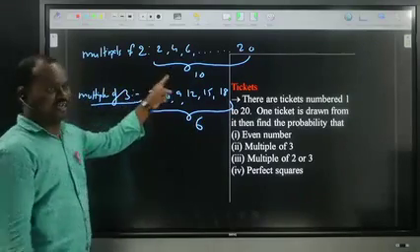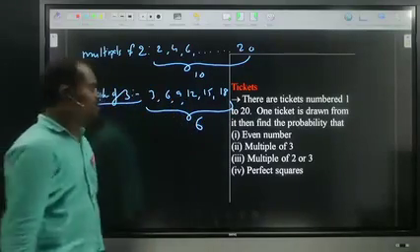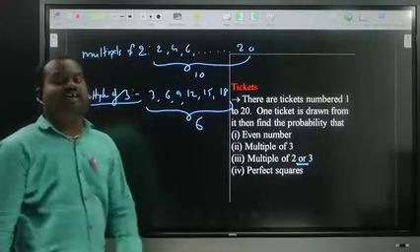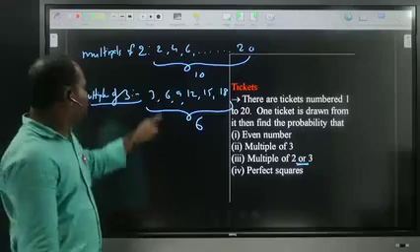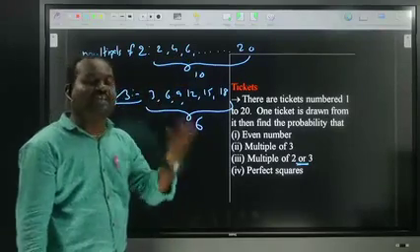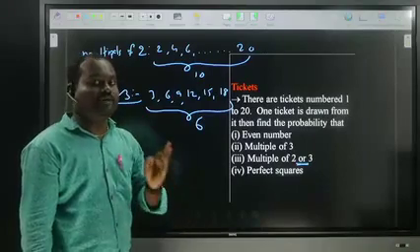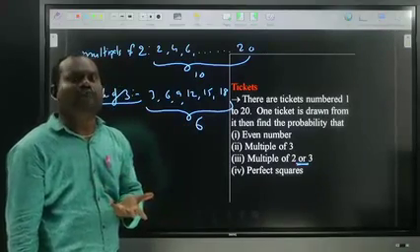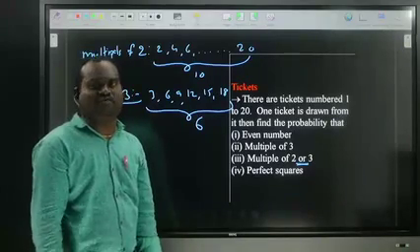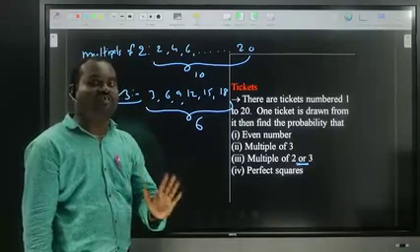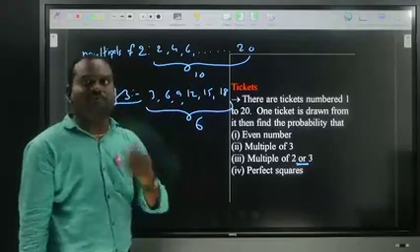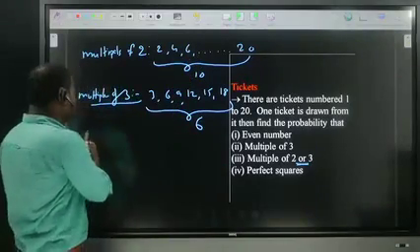Multiples of 2 are 10, multiples of 3 are 6. Whenever "or" is there we should add, but if you observe carefully, 6 we got here as well as we get here also. That means 6 is becoming a repetition; 6 was becoming double. Whenever a double is there, we should eliminate it. What is the LCM of 2 and 3? 6. That means multiples of 6 will appear here and here. That's why we should remove that. So what are the multiples of 6?